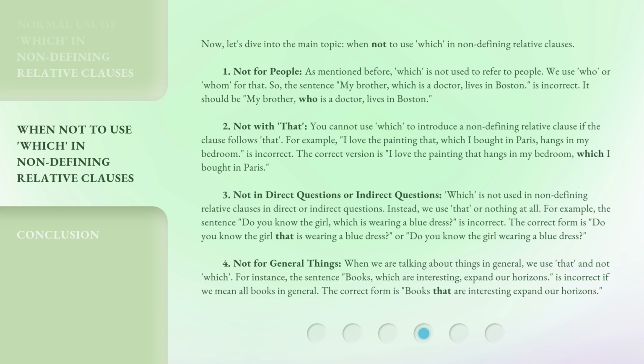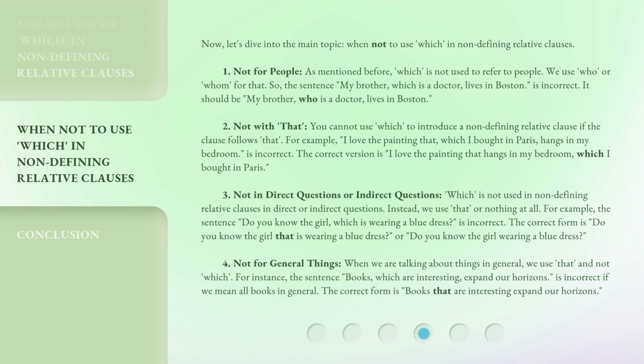3. Not in direct questions or indirect questions. Which is not used in non-defining relative clauses in direct or indirect questions. Instead, we use that or nothing at all. For example, the sentence, do you know the girl, which is wearing a blue dress, is incorrect. The correct form is, do you know the girl that is wearing a blue dress? Or, do you know the girl wearing a blue dress?